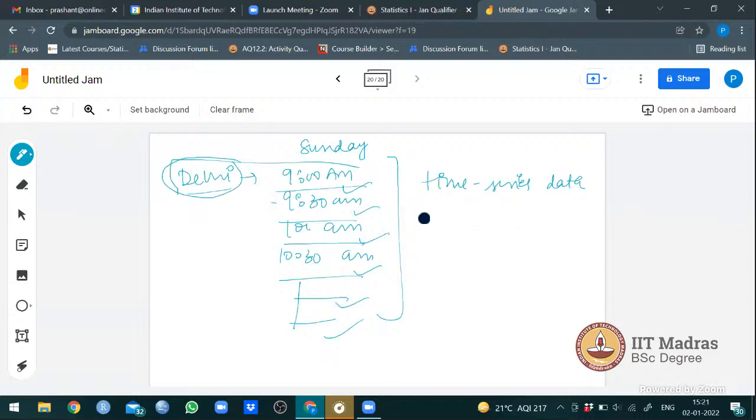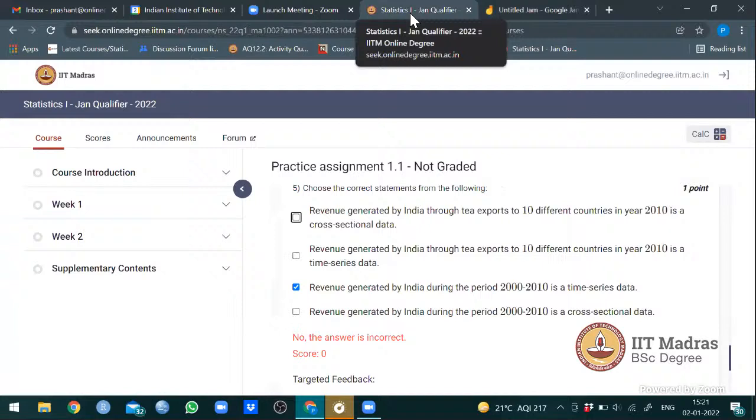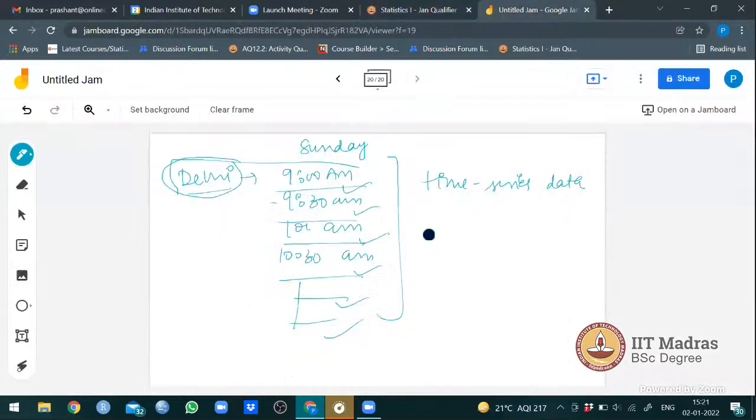Suppose the variable is the revenue generated by India during the period, but the period varies. Suppose 2000, 2001 and 2002, just these three. So there is time series data because time varies.